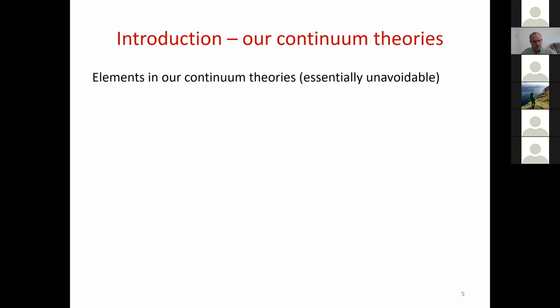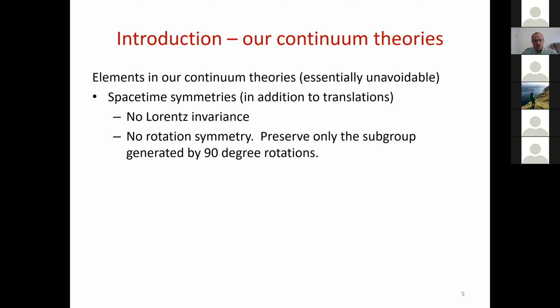So the first ingredient is not that shocking. We're going to have translation symmetry, but we're not going to have Lorentz invariance. This is completely standard. The non-Lorentz invariant continuum quantum field theories have been studied for decades. We are also not going to have rotation symmetry. We're only going to preserve rotations by 90 degrees. So if we are in 2+1 dimensions, the spatial group is Z4. If we are in 3+1 dimensions, the spatial rotation group is S4, which is the rotation group of the cube. We can also add parity and time reversal, etc., but we're not going to have continuous rotations.